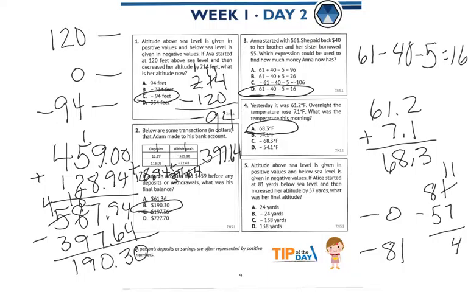11 minus 7 is 4, and 7 minus 5 is 2. So she started at negative 81, and so that is negative, so this is going to have to be a negative 24. So she ends at negative 24 on the number line, and the answer is B.